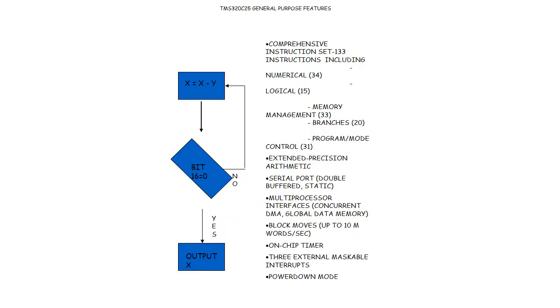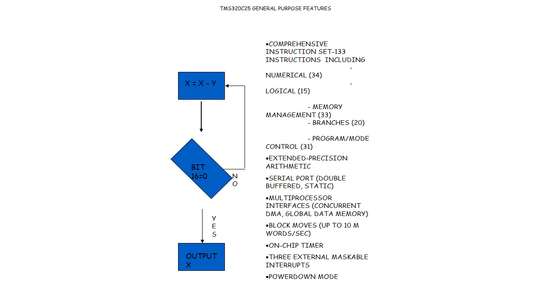Here is the program: when we pass x = x - y, it is checked against bit 16 equal to 0. After that, if it is yes, the output x will be given, and if it is no, the processing is calculated again, that is x = x - y. Again and again the repetition will be done.